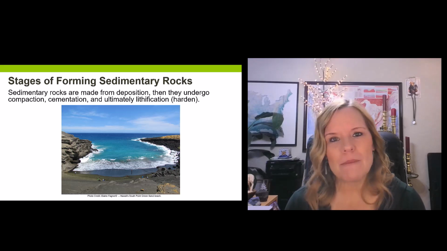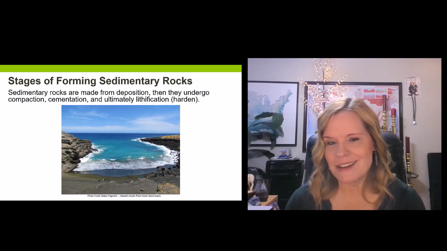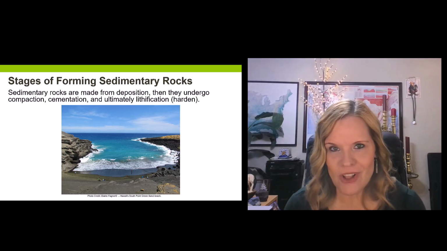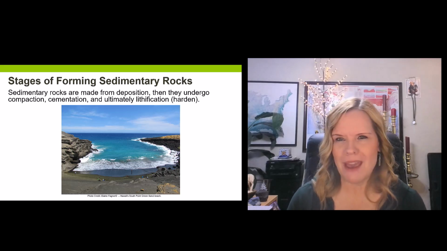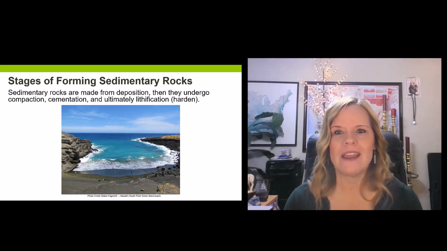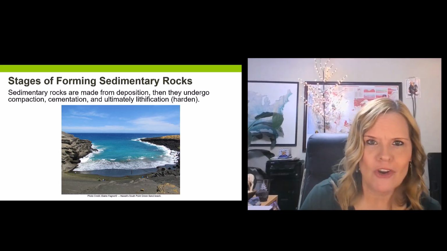These steps happen for sedimentary rocks across the globe. So you are never going to have a sedimentary rock that doesn't have lithification. They all have to harden. They all go through some process of compaction, cementation, and all have to be deposited somewhere. So all of these steps must occur.